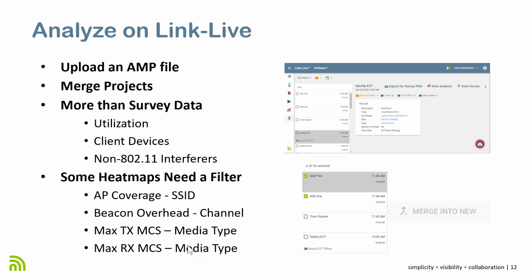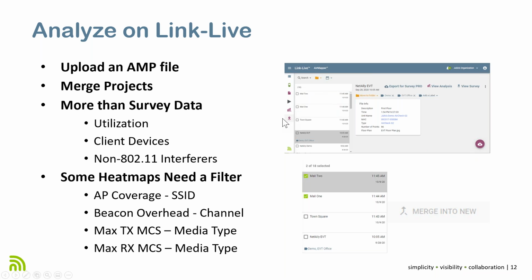Okay, talking about Link Live. Tips and tricks on how to analyze the AirMapper heat maps on Link Live. As you know, this is our cloud-based option. And the first thing, and I already mentioned this really, you do now have the option of uploading an AMP file that was saved locally to Link Live. You can do that using this little icon here. So that's new. You may not have noticed it.